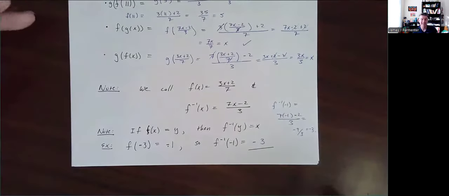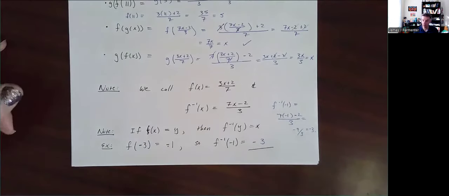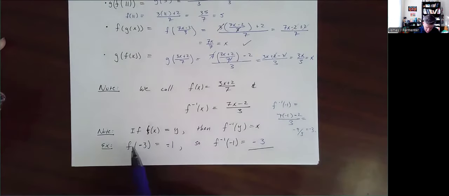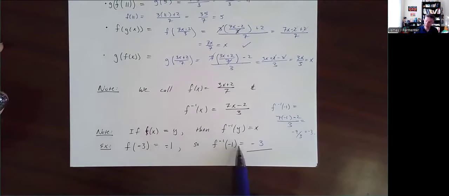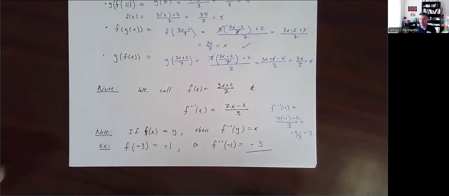But the real point here is that we didn't have to do that work to know that that was going to be the answer. If f of something equals something else, then f inverse of the something else should equal the original something. Again, I can't say it enough. Inverse functions undo each other. Inverse functions invert the role of the input and the output, the x and the y.